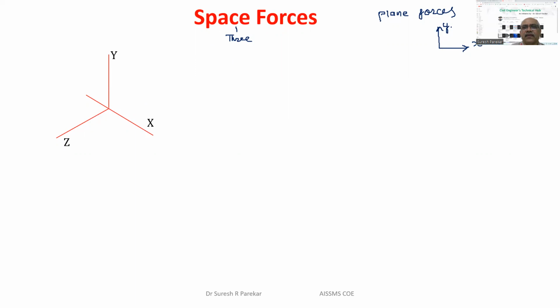When we have plane forces, we have to find the component along the x-axis and along the y-axis. If this angle is theta, then the x component is F cos theta. Here we have three axes, and we have to find three components: along x, along y, and along z. So now we will consider these three forces, F1, F2, F3, in the axes X, Y, Z.